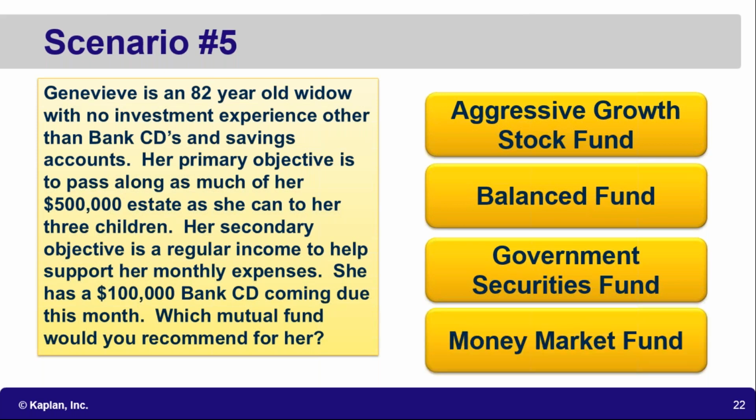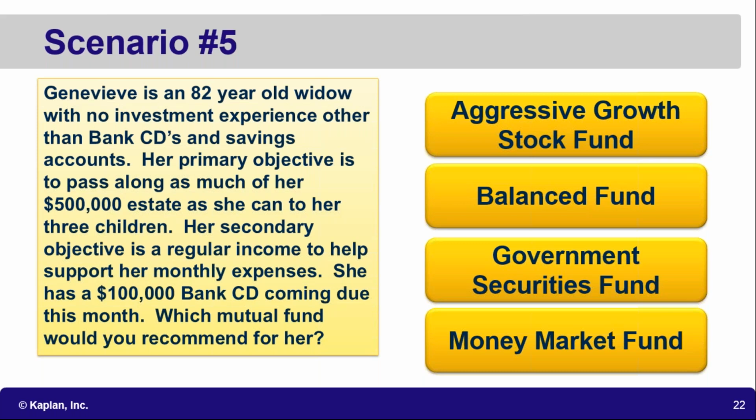How about a money market fund? Well, money market would certainly be a good choice for her here too. But you guys probably know the interest rate on money market funds is incredibly low right now. So she really wouldn't get the income she's looking for, because she said that was a secondary objective. She wouldn't get the income to support her monthly expenses if she had it in a money market fund. But she would get a nice income coming in from the government securities fund.